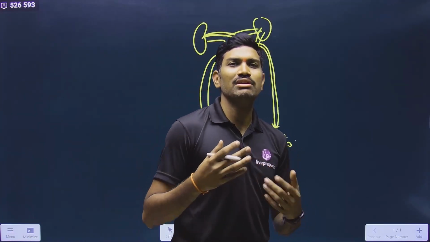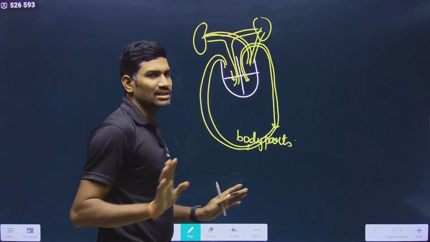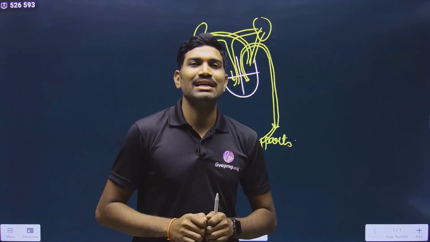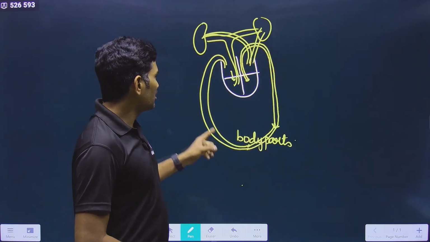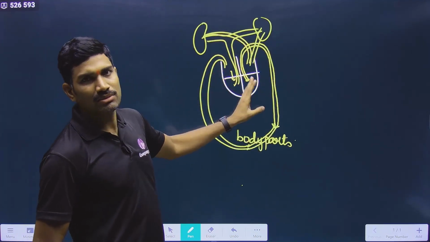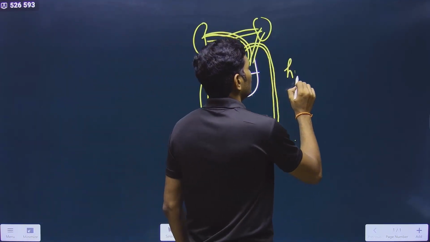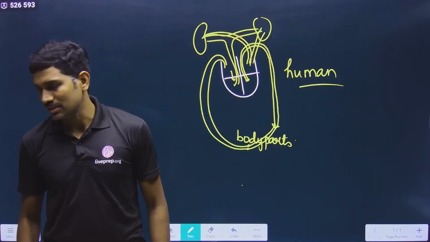So in the case of human, blood is always moving in these tube-like structures. Nowhere is it directly exposed outside. Since it is completely going in these closed tube-like structures, it is called the closed circulatory system in the case of human.